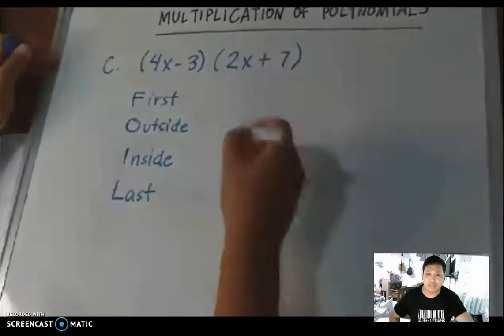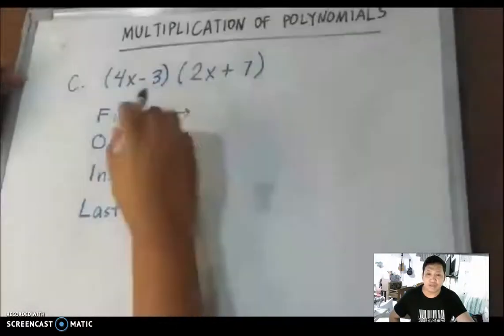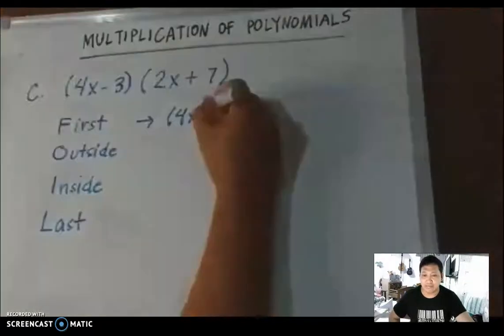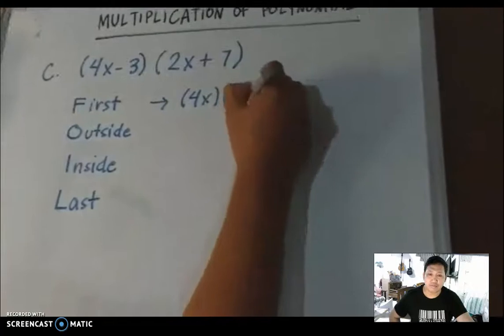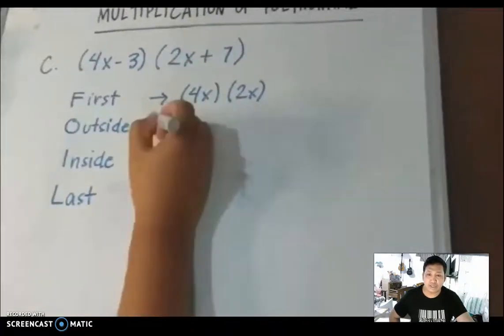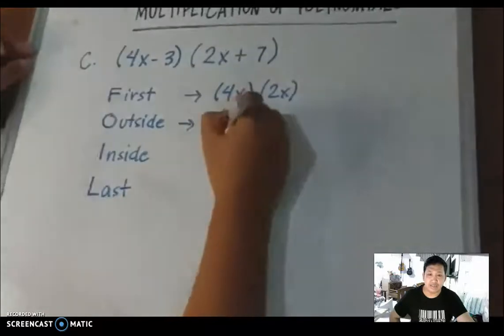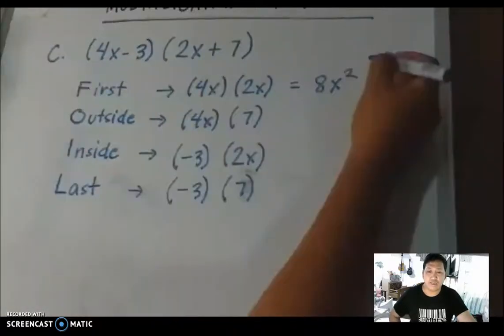the last terms. The first terms are 4x and 2x. And we have to multiply them. The outside terms are 4x and positive 7. Again, for the outside terms, we have 4x and 7. The inside terms, these are negative 3 and positive 2x. And for the last terms, we have negative 3 and 7.